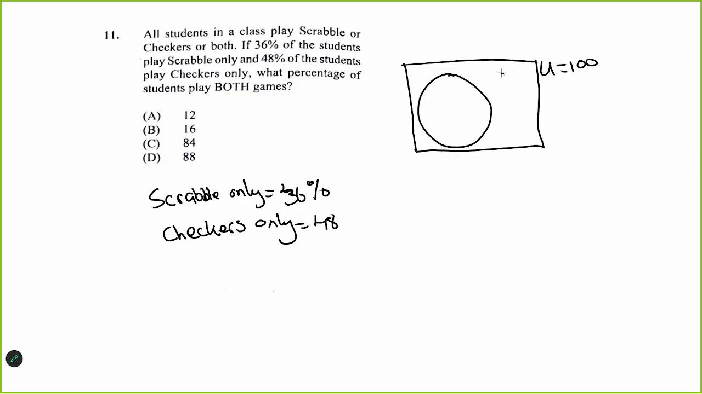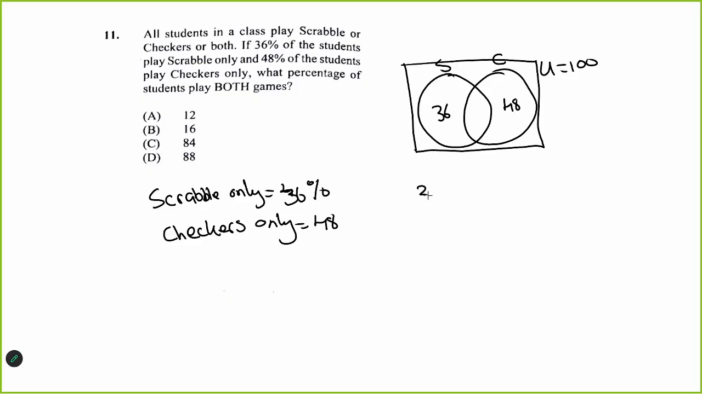This one here, this one here. This is S for Scrabble, this is C for checkers. Scrabble only would be only this region, not the intersection, would be 36. And checkers only would be 48. Right? Now, they said the whole class, so everything in these two circles is going to be equal to 100.